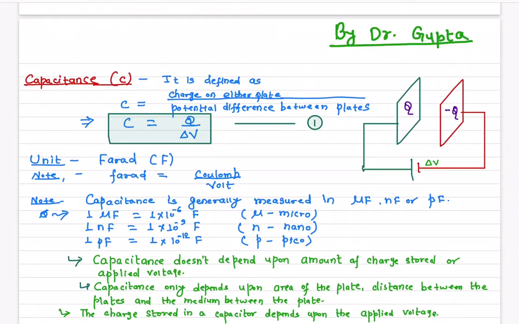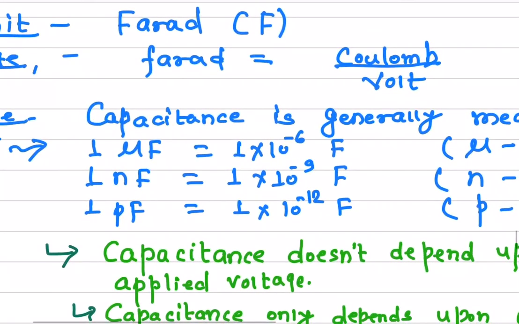The 1 farad is a big capacitance. So in general, capacitances are measured in smaller units, just like microfarad, nanofarad, or even picofarad. The 1 microfarad stands for 1 times 10 to the negative 6 farad. 1 nanofarad stands for 10 to the negative 9, and picofarad stands for 10 to the negative 12.